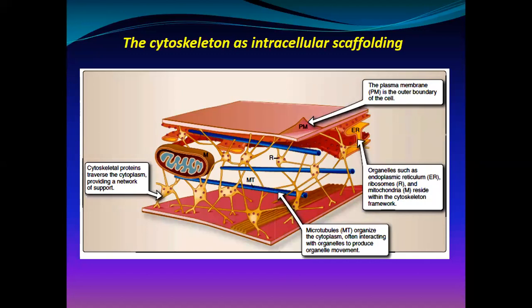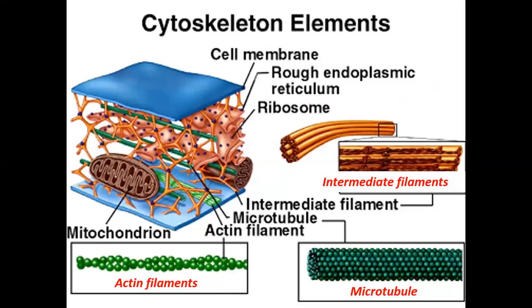Organelles such as endoplasmic reticulum and mitochondria reside within the cytoskeleton framework. It is holding the organelles. Understand? Okay. So when I look at the cytoskeleton, there are three kinds of filaments inside the cell. These filaments are called microfilaments. Another name for the microfilaments is actin filaments. And then another filament is called intermediate filaments. The other one is called microtubule.